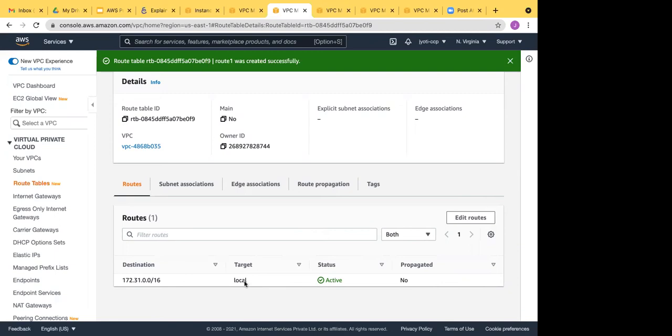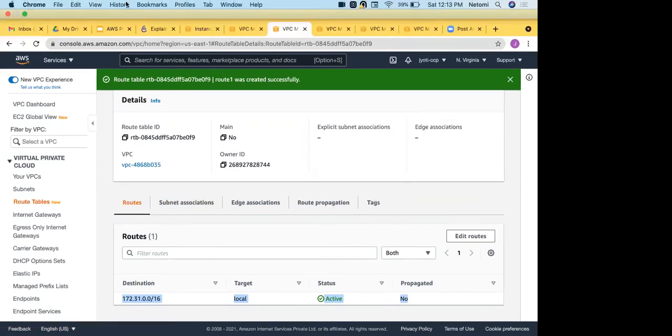So if you see a target as local, that means yes, there is a rule in the route table which says the EC2 instances in my VPC can communicate with each other. And you'll see I didn't create this, it was created on its own. So by default, the route table has an entry in AWS.